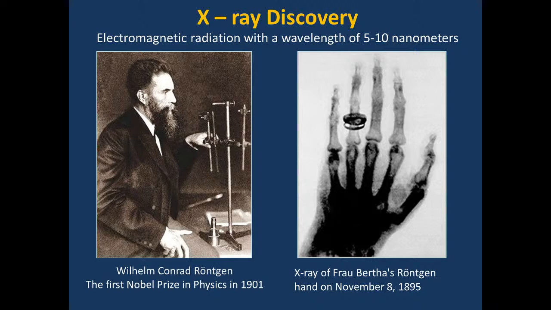Here is a picture of Wilhelm Conrad Röntgen. As I said, a German physicist. He was not a doctor, he was a physicist from a small city. He lived in the small city of Würzburg. On 8 November 1895, so it was in the 19th century, Röntgen produced and detected electromagnetic radiation in a wavelength range from 5 to 10 nanometers. It is known today as X-ray or Röntgen rays.